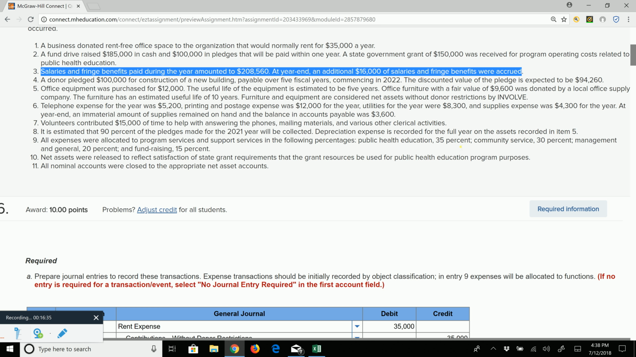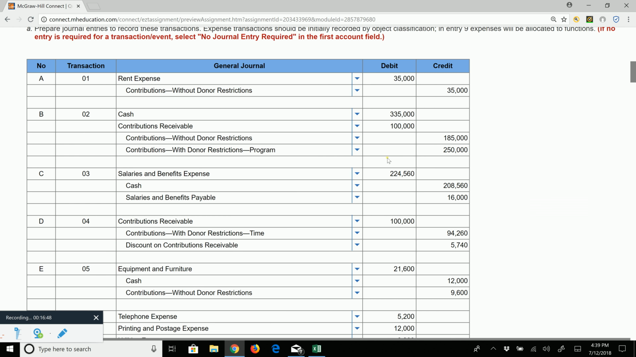Number 3, salaries and fringe benefits, $208,560 plus an additional $16,000 of salary and fringe benefits are accrued at the end of the year. So adding the two numbers up, we'll debit the salaries and benefits expense for $224,000. $208,000 of it is paid in cash, so we'll credit cash, and the other $16,000 is a liability at the end of the year. It's accrued.